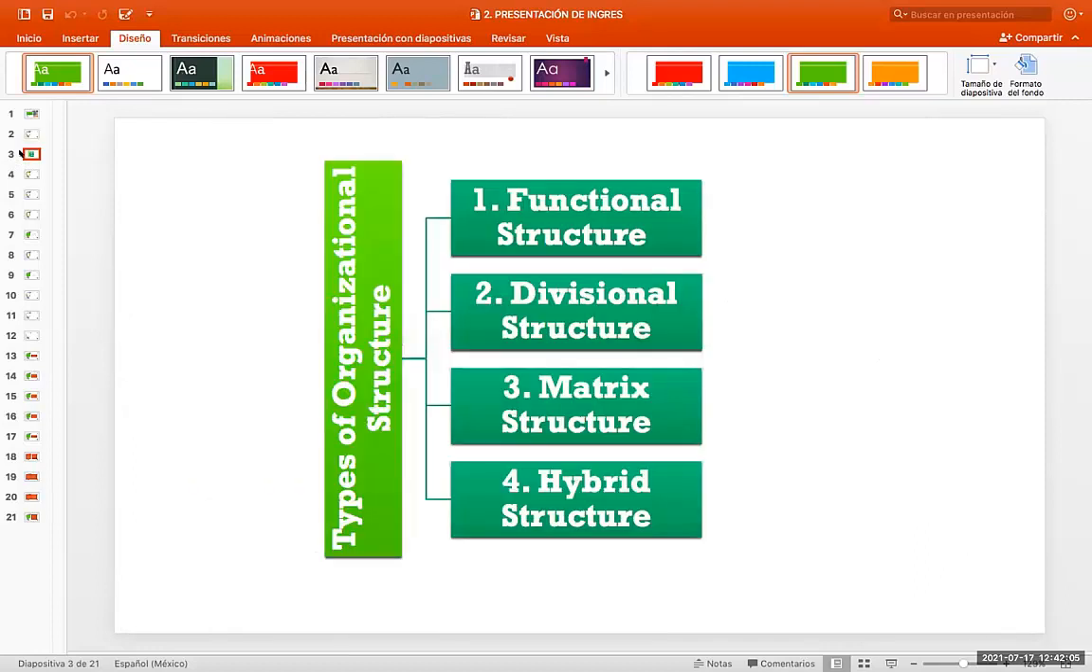And then we can see the types of organizational structure. First, we have functional structure. Second, divisional structure. Third, matrix structure. And fourth, hybrid structure. Now we are going to explain what each of these types of organizational structure means.